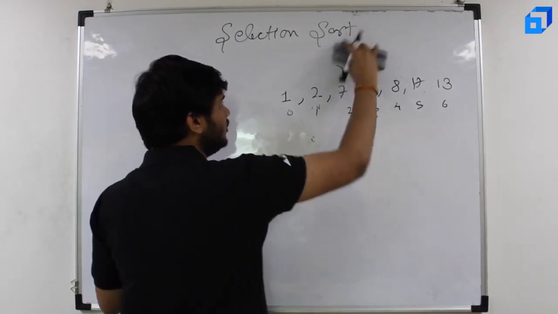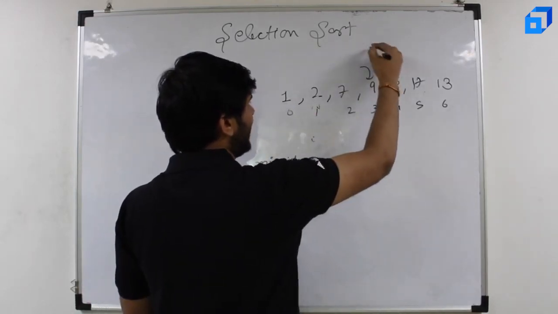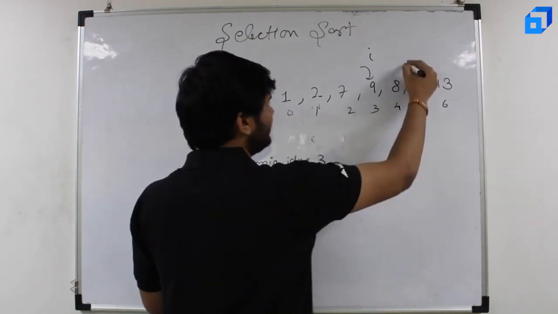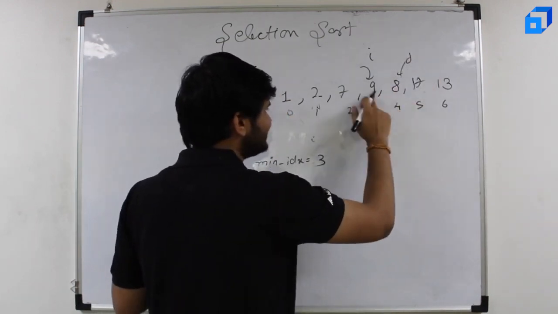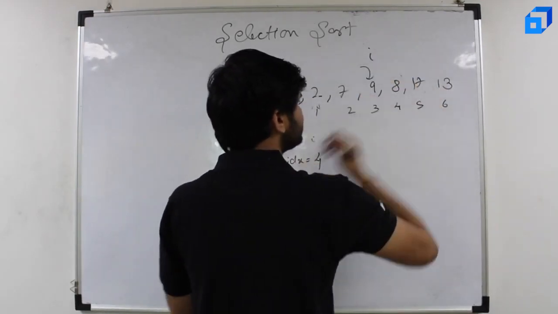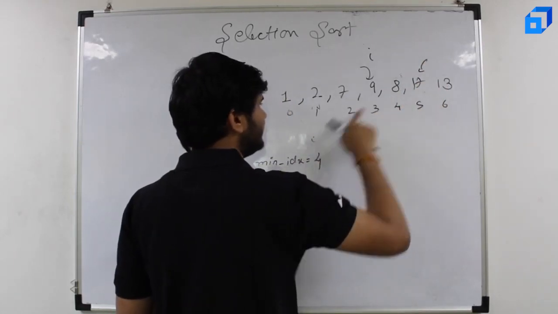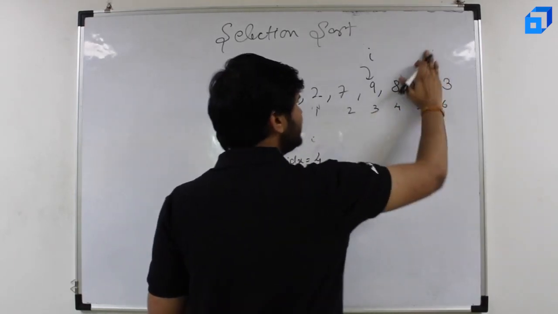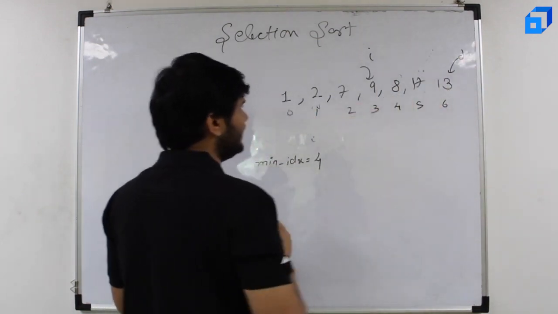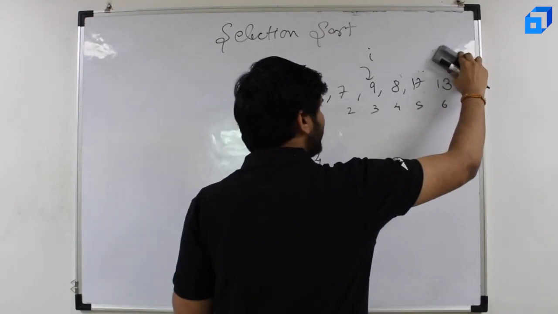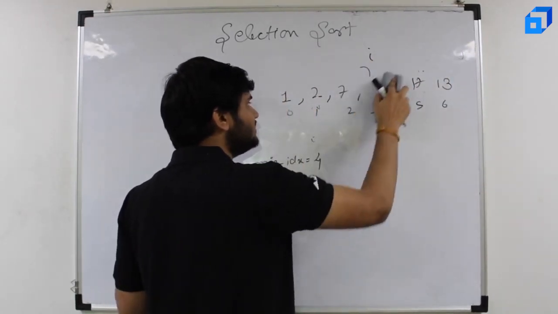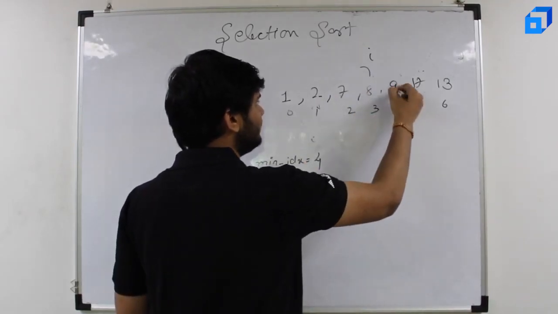So again the loop of i will be incremented. So i will come here, minimum index will start from 3, and j will come here. Is 8 less than 9? Yes, 8 is less than 9, minimum index will be 4. Now j will be pointing to 17. Is 17 less than 8? No, 17 is not less than 8, j will be incremented, and at last j will be at 13, so 13 is also not less than 8. So we have our minimum index pointing at element 8 and i is pointing at 9, so we will swap these elements. So this will become 8 and this will become 9.